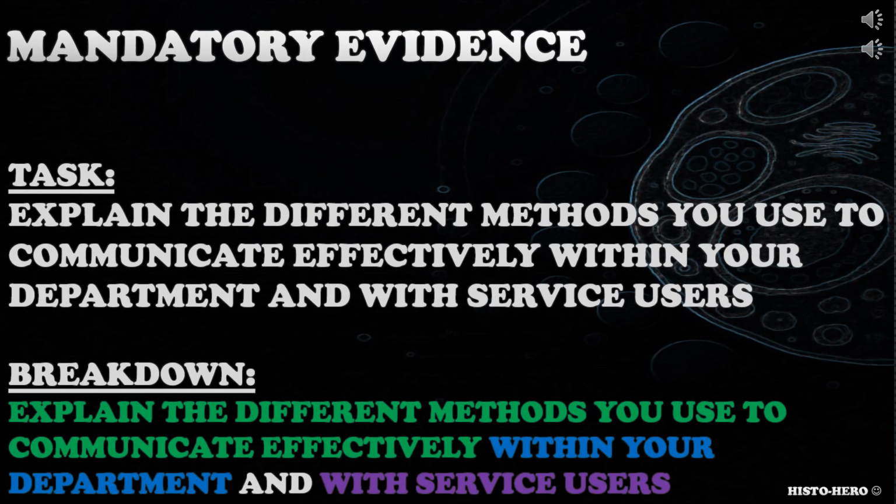This is the mandatory piece of evidence. And the task is, explain the different methods you use to communicate effectively within your department and with service users. So to break it down, the first part is asking you to explain different methods you use to communicate effectively. To be able to answer that, you need to know what the different methods of communication are. Think along the lines of verbal, nonverbal, written or visual communication. Then you need to know which methods you use in your practice effectively.